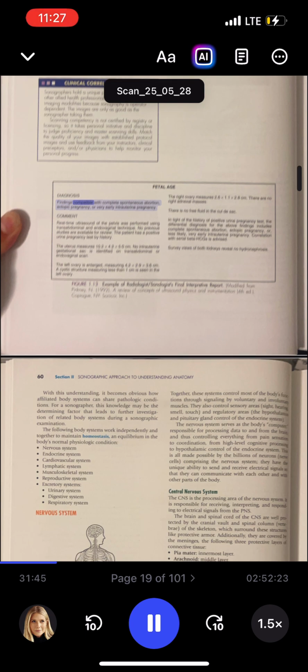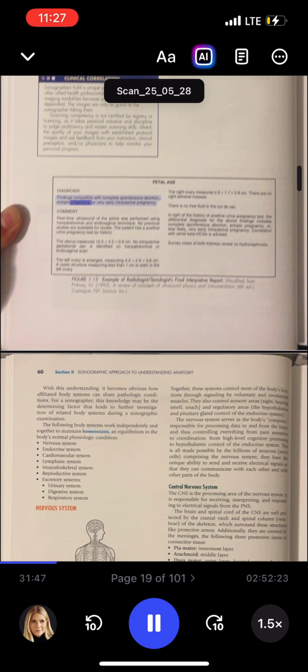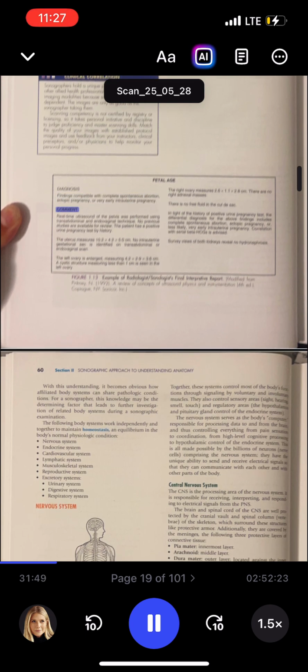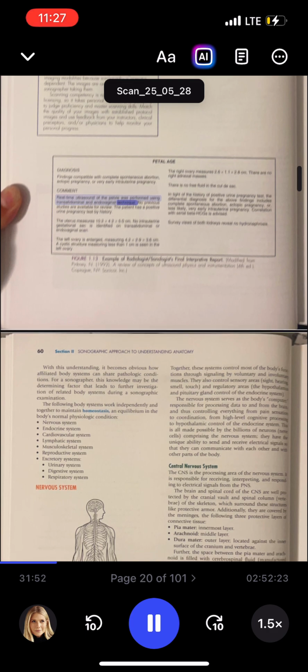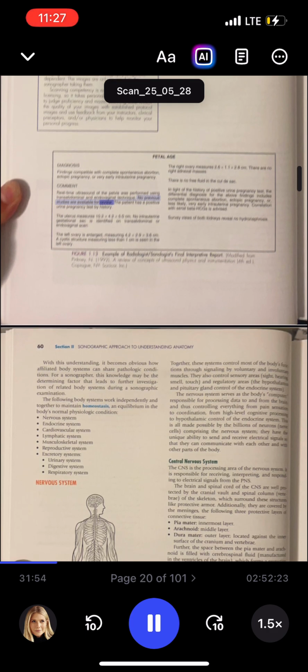Diagnosis. Findings compatible with complete spontaneous abortion, ectopic pregnancy, or very early intrauterine pregnancy. Comment. Real-time ultrasound of the pelvis was performed using transabdominal and endovaginal technique. Previous studies are available for review. The patient has a positive urine pregnancy test.